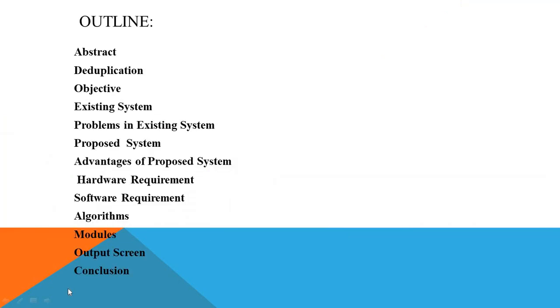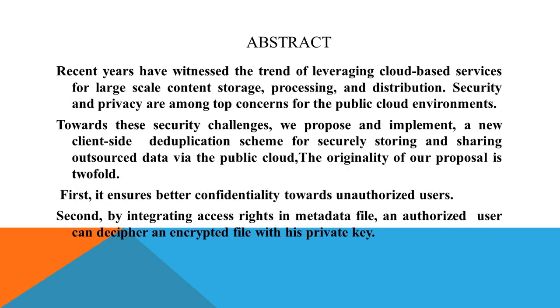These are the outlines of my project PPT: abstract, deduplication, objective, existing system, problems in existing system, proposed system, advantages of proposed system, hardware requirements, software requirements, algorithms, modules, output screen, conclusion. Coming to the abstract.